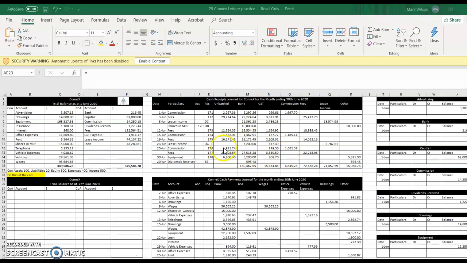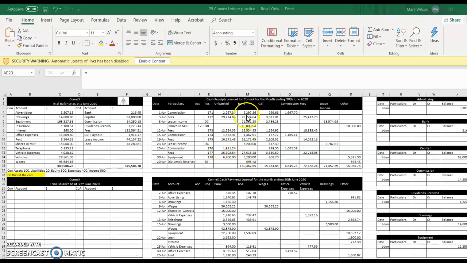So the first one, cash receipts journal. The idea is that we've got to put into our ledger the opening balances, which you've sort of done, and then post the cash receipts payments journal to the ledger and then come over here and do the closing trial balance. I'll do this fast, you can press pause anytime.